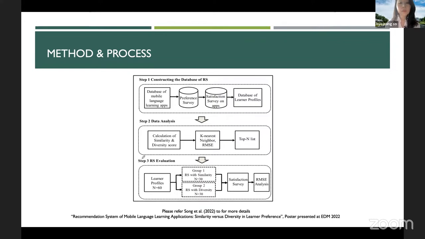And then the last step was we tried to test the performance of our proposed recommendation system. Group one received the traditional, more similarity-based recommendation. And group two received the recommendation with more diversity. That means it may not be the application that you preferred before. So we tried to introduce a novelty effect in the recommendation.